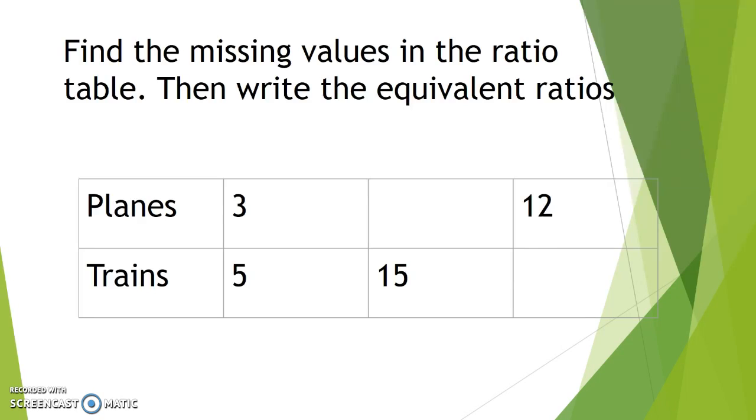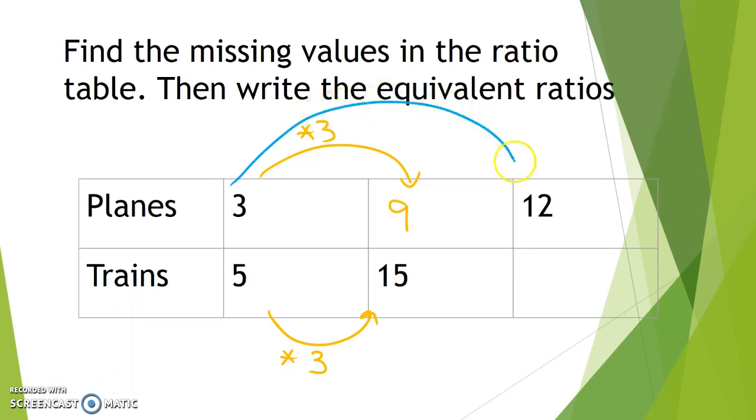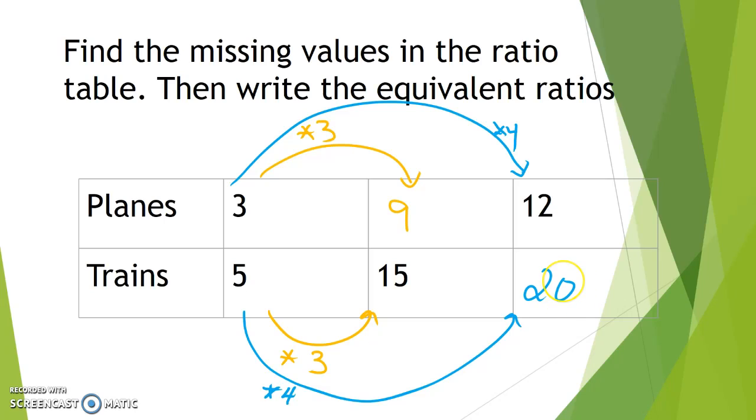So here, again, we're finding missing values. To get from 5 to 15, I multiply by 3. So I have to do the same thing at the top here. So 3 multiplied by 3 gives me 9. As for this one as well, we're going to start from the beginning. To get from 3 to 12, I multiply by 4. So I do the same thing at the bottom here. So 5 multiplied by 4 gives us 20. And that would be, again, our 2 final answers.